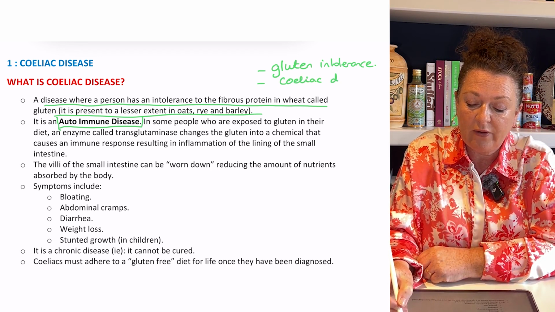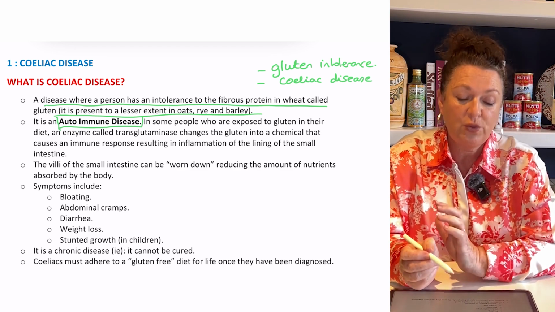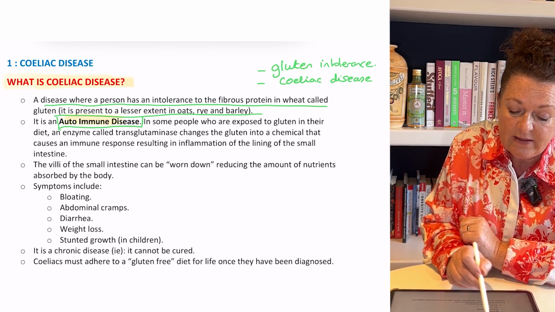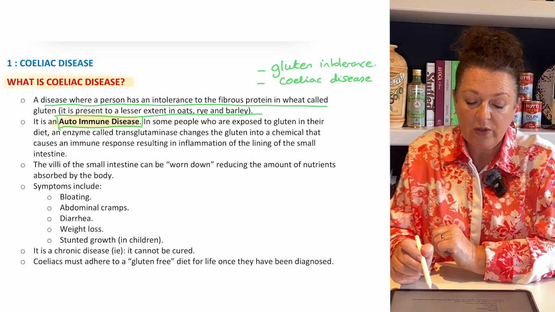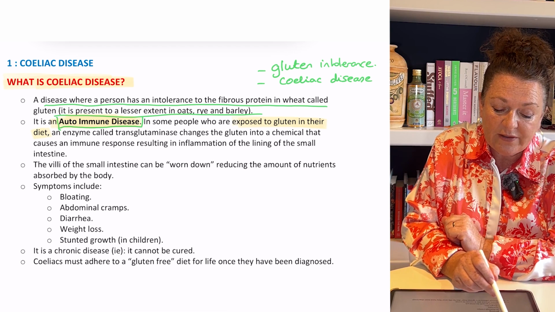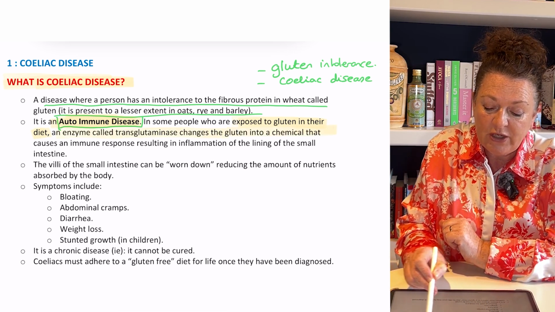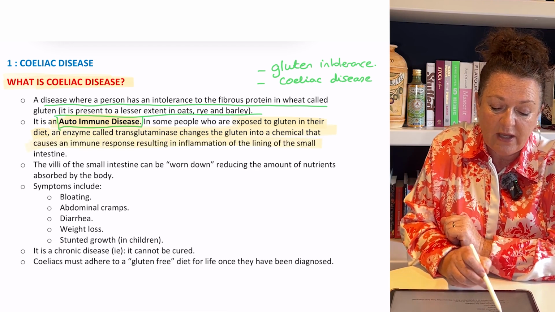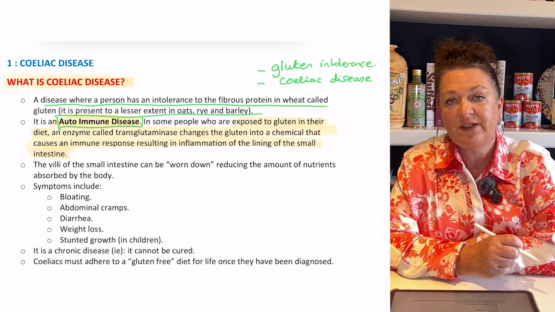So just to be clear, when we're looking at celiac disease, I'm going to highlight what you would say in an exam. So for us, celiac disease is an autoimmune disease. This is where the person who is a celiac, when exposed to gluten in their diet, an enzyme called transglutaminase changes gluten into a chemical that causes an immune response in the body, resulting in inflammation of the lining of the small intestine.